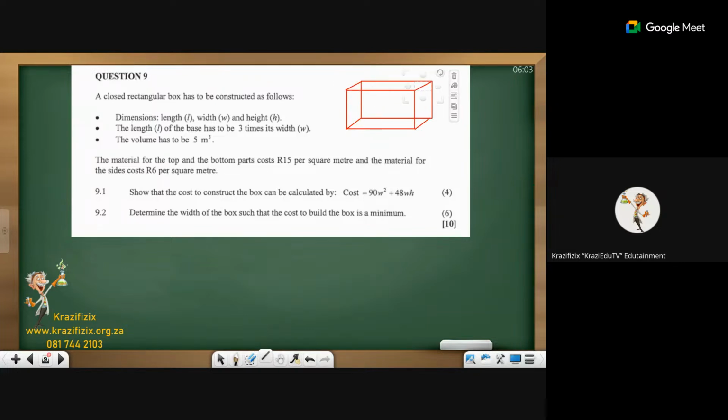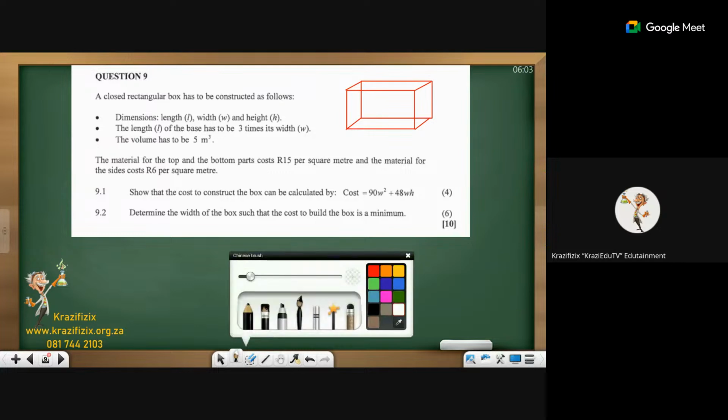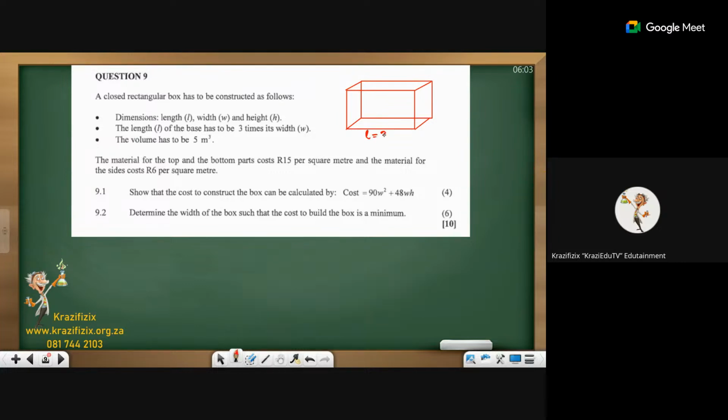Now, the length of the base has to be 3 times the width. Okay, length here has to be 3 times the width. And the volume has to be 5 meter cube. Please take note. Remember, what box? It's a rectangular box. They won't give you the formulas. The material for the top and the bottom parts costs 15 rand per square meter, and the material for the sides costs 6 rand per square meter. Show that the cost to construct is calculated as given.